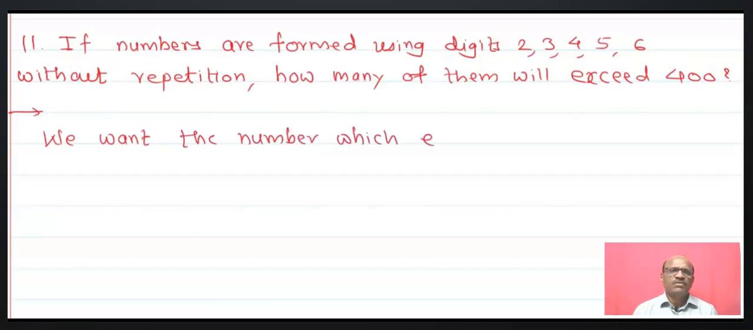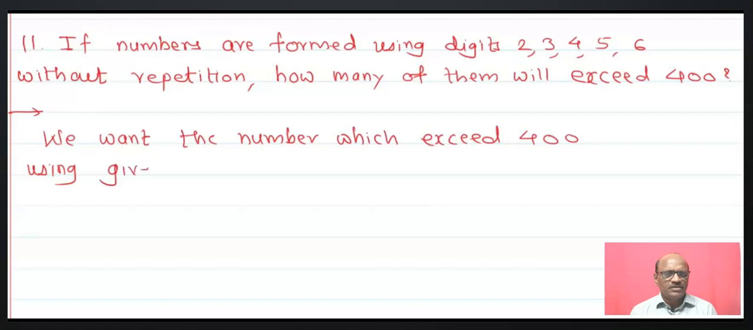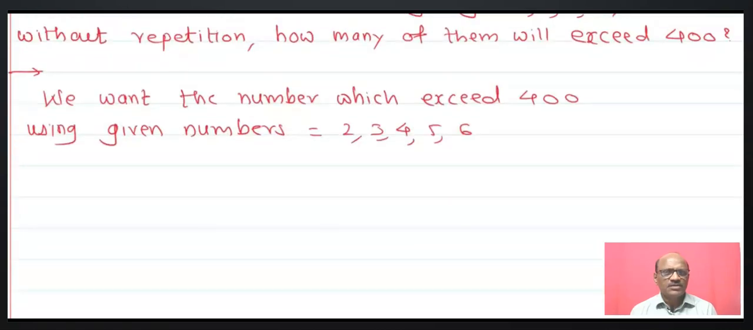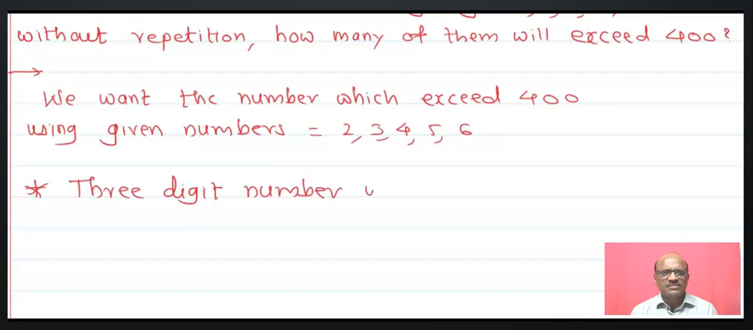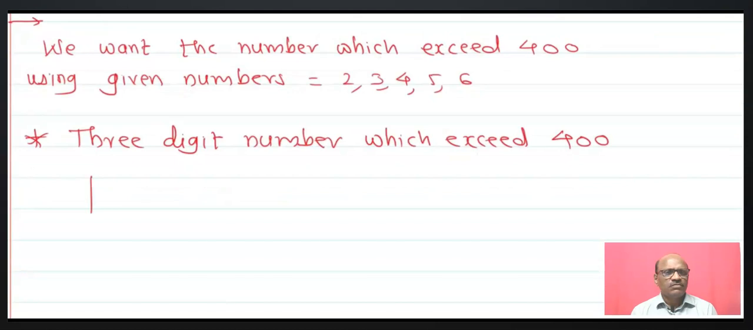The 3-digit number, 4-digit number, and the 5-digit number. Now we want the numbers which exceed 400 using the numbers 2, 3, 4, 5, 6. Now in the first case, that is a 3 digit number which exceeds the 400.